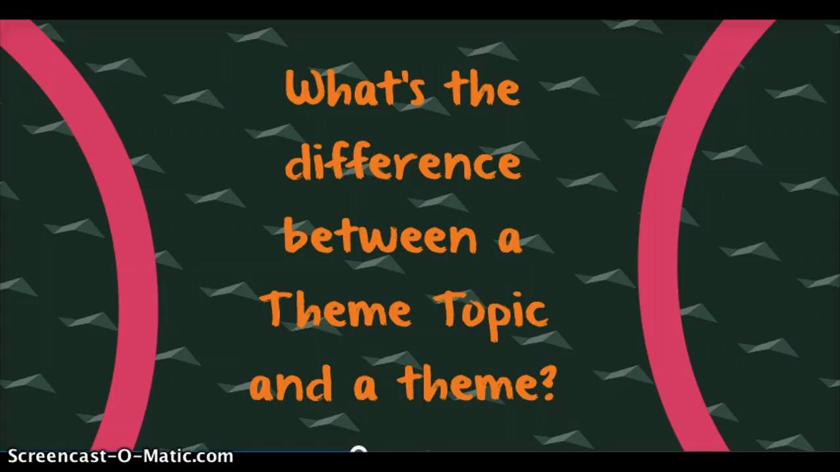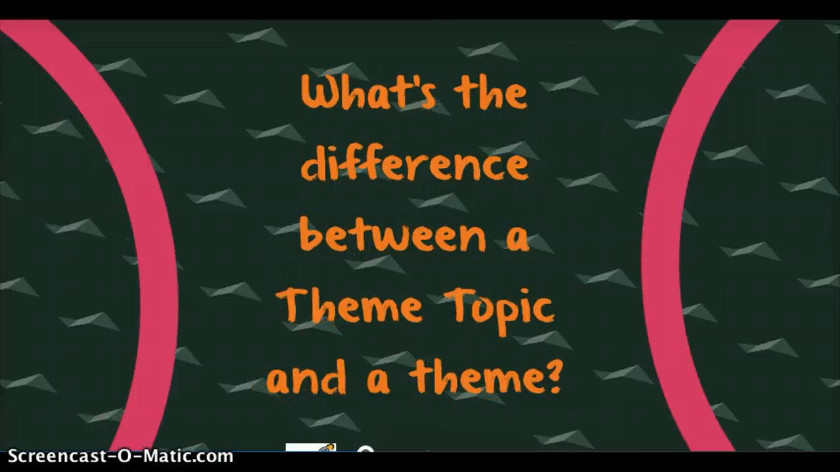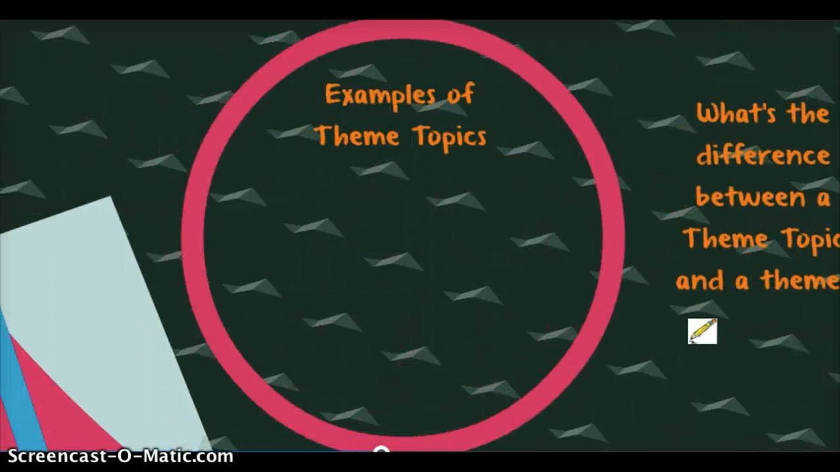So let's look at what the difference is between a theme topic and the theme itself. First of all, here are some examples of theme topics, things like family, power, loyalty, friendship, sacrifice, good versus evil, discovery. These kinds of big idea topics that the story could tell you something about. Notice that it's not any particular event or any particular character. It's just this big idea about life.